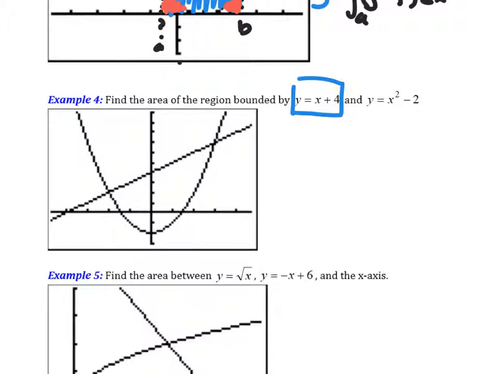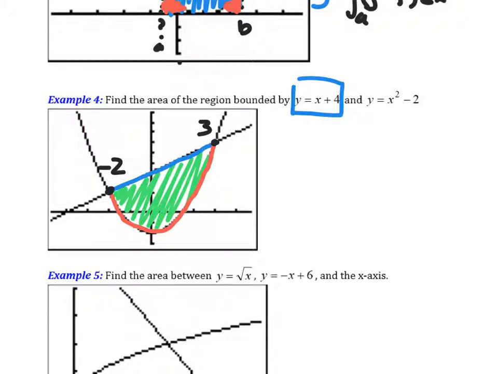Okay, because what am I looking for? I'm looking for the area between these two curves. So the linear function is the upper function. The quadratic function is the lower function. I need to find out what a and b are. That looks like -2, this looks like positive 3.